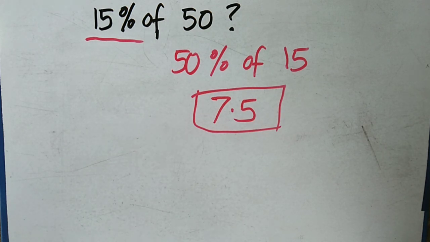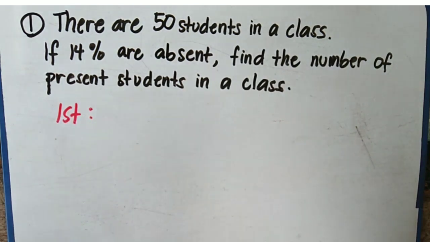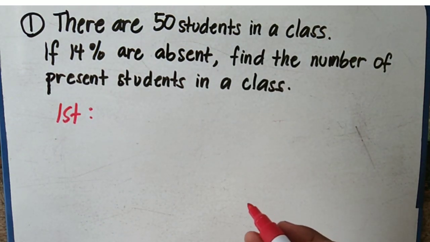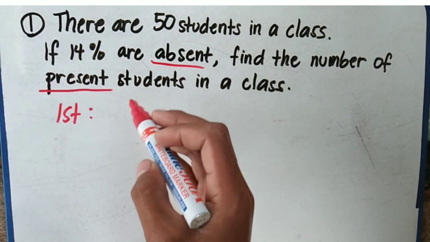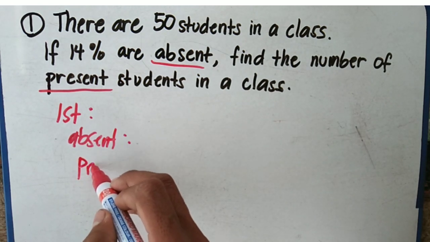Let's have the word problems involving percent. First example, there are 50 students in a class. If 14% are absent, find the number of present students in a class. Meron tayong dalawang way para ma-solve yan. The first method is ganito. Ang gagawin natin, pinakauna is identify natin yung object or kung ano yung pinag-uusapan dyan. Since ang pinag-uusapan ay absent and present, isusulat natin yan. Absent, present.